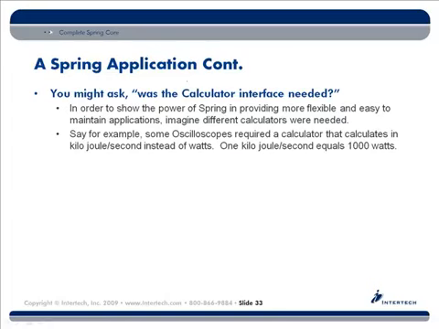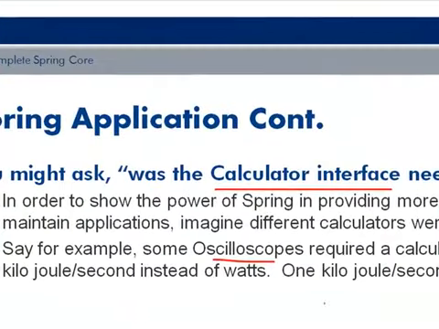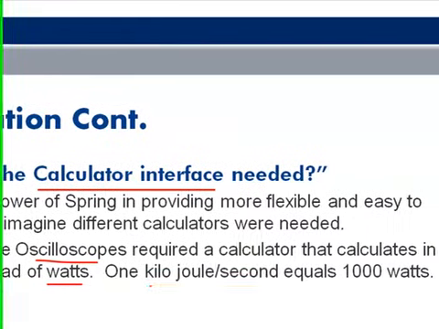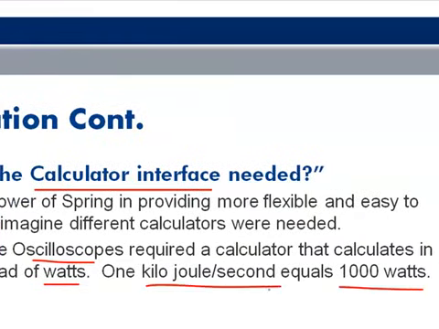Now you might be wondering why we're actually using the calculator interface here. We could have just asked for an instance of the calculator impl without an interface. However, the interface here helps to highlight the fact that underneath the covers we can actually change code and allow the container to help us in callers of that code very easily adjust. For example, let's say in the oscilloscope world that the oscilloscope required us to make calculations in kilojoules per second versus watts. And if you're not familiar with the electrical industry, 1 kilojoule equals essentially 1,000 watts.